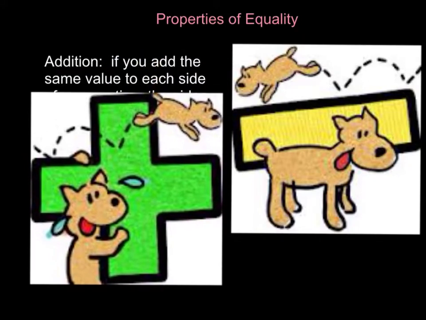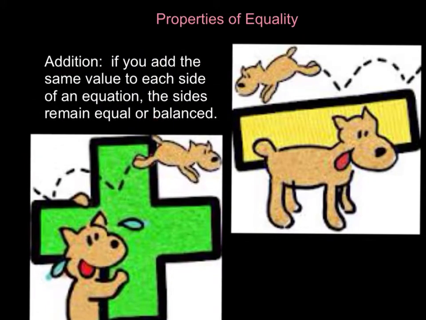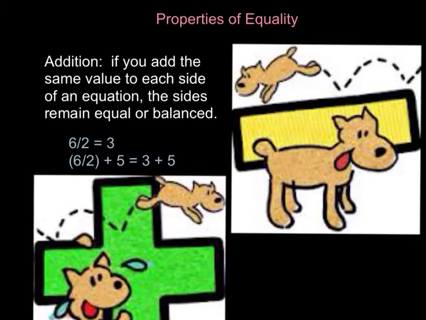The addition property of equality states that if you add the same value to each side of an equation, the sides remain equal or balanced. An example of this would be 6 divided by 2 equals 3, and if we add 5 to both sides of our equation, 6 divided by 2 plus 5 equals 3 plus 5. If we solved both sides of our equation, they would both simplify down to 8.